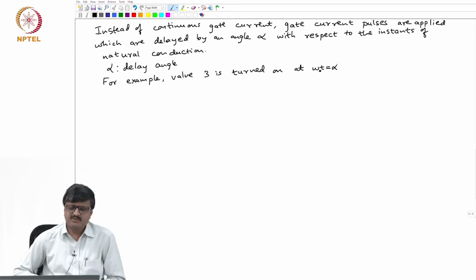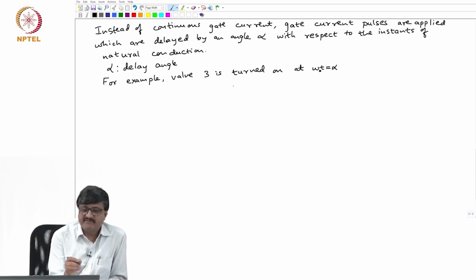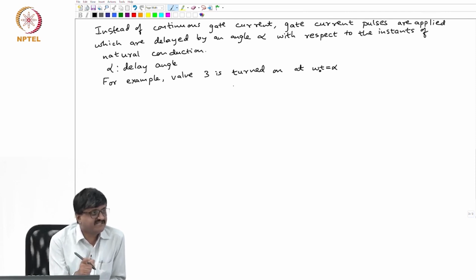So, what happens to the valve which was conducting earlier? Say valve 3 is turned on at omega_o t equal to alpha. What was the valve that was conducting before valve 3 is turned on? Valve 1. So, what happens to that? It gets reverse biased and it turns off.